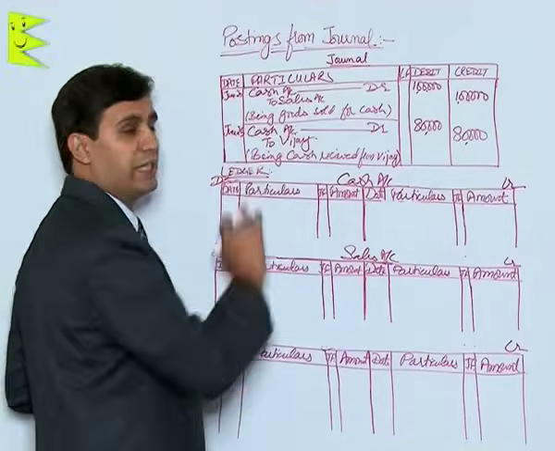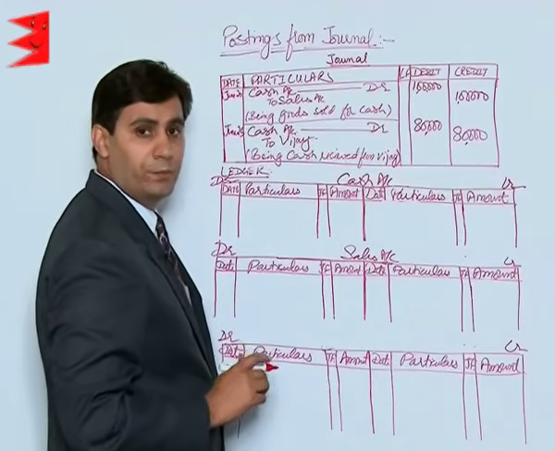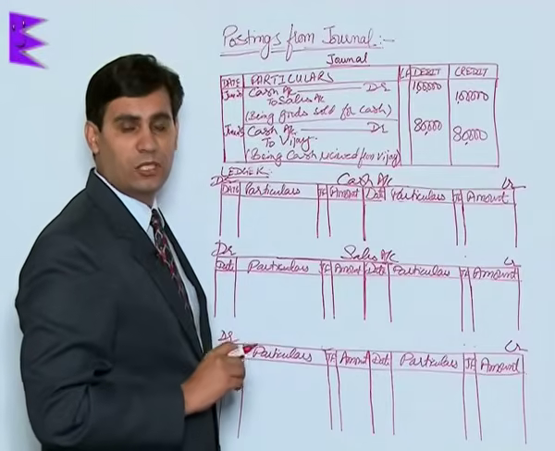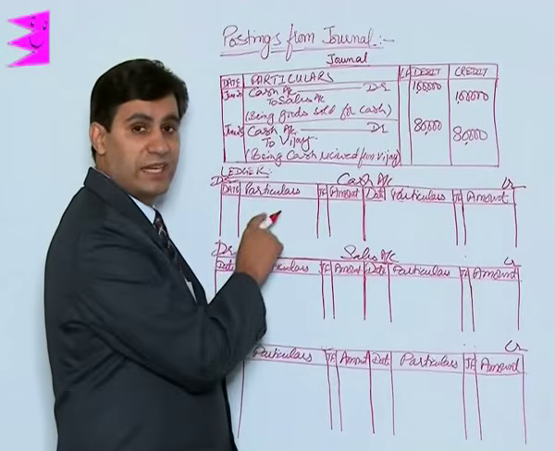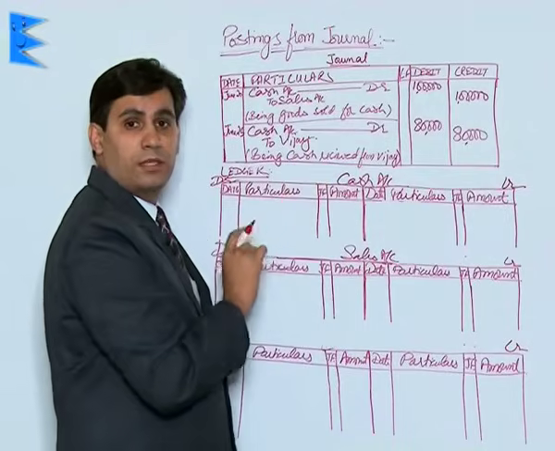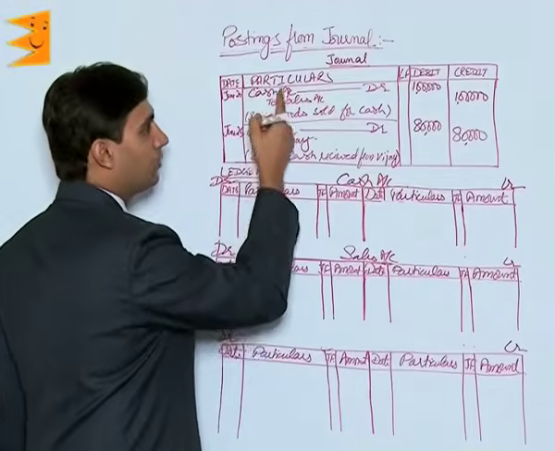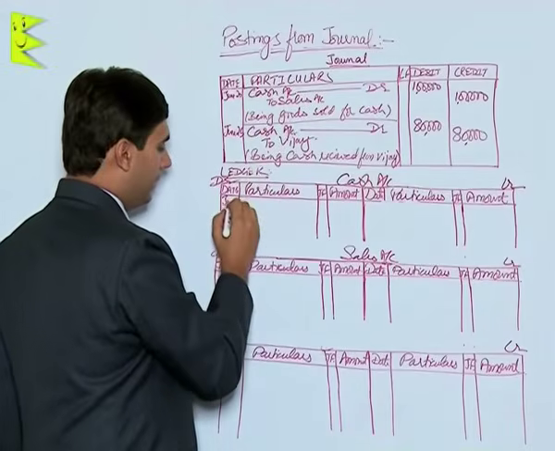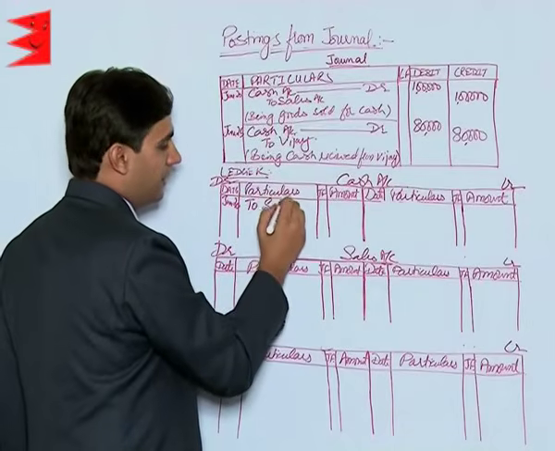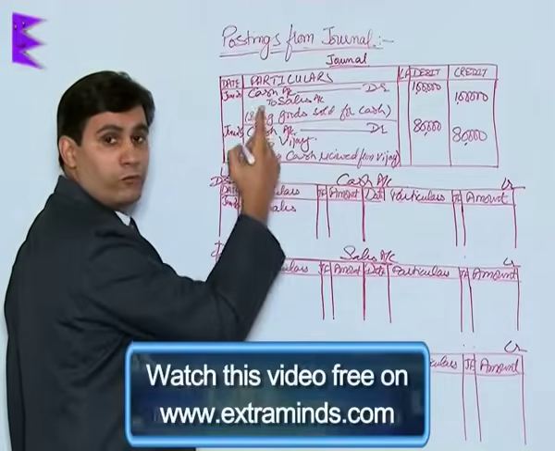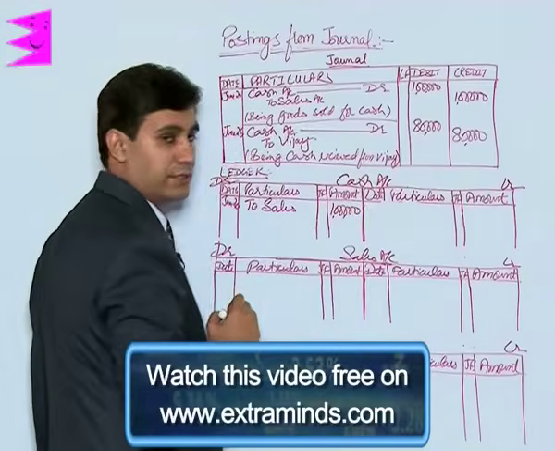Now students, in this entry, cash account has been debited. Since the cash account has been debited, this entry would be posted onto the debit side of cash account. That is, the account which has been debited, the posting is made on the debit side, and the account which has been credited, the posting would be made on the credit side. So now in this case, cash account is being debited. So June 20th is the date, and on the debit side of cash account, we'll write to sales. Cash has been debited for sales account. Amount would be 1 lakh rupees.